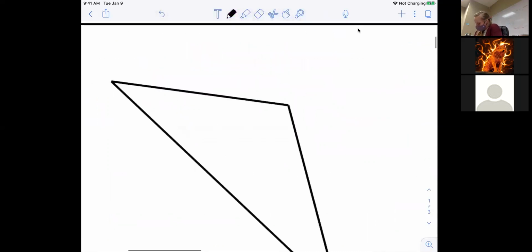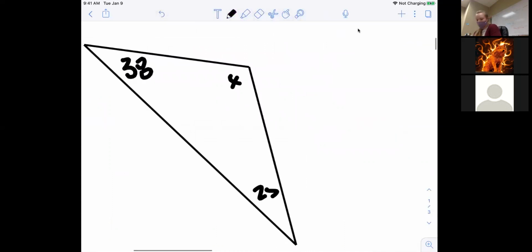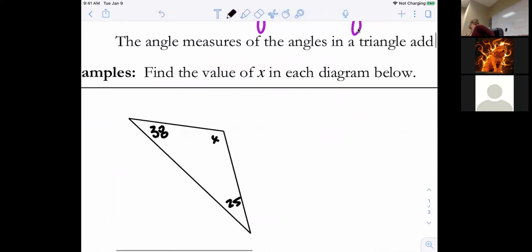38, and this is X, and this is 25. How do you find X? I just made those numbers up. You didn't have those. How do you find X? Anybody? Any idea? Yep, Cooper.